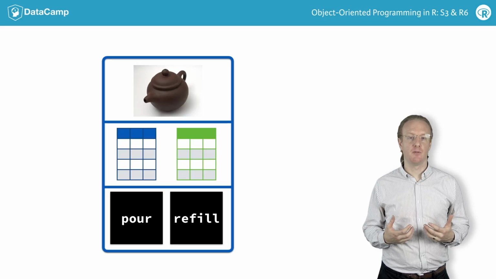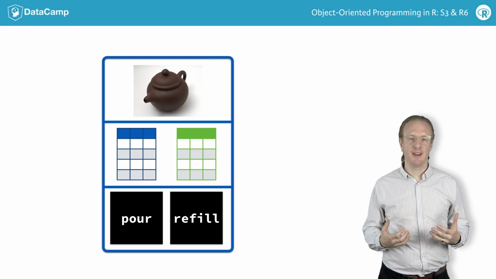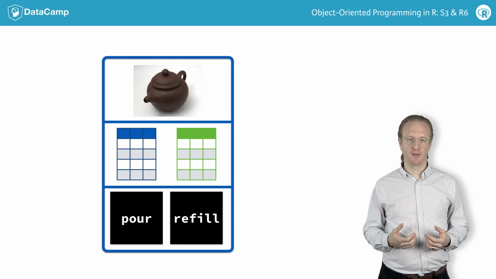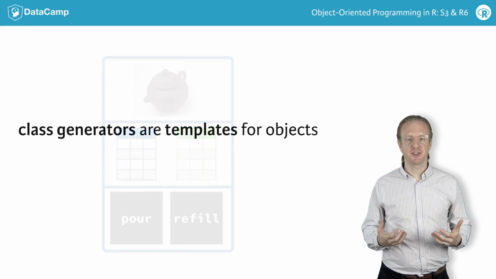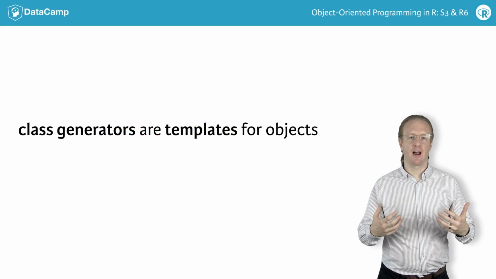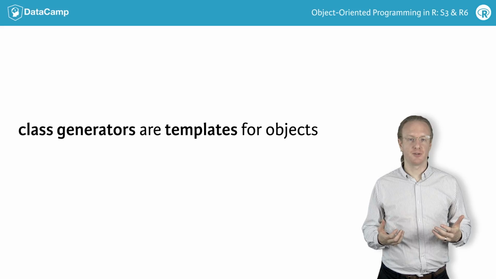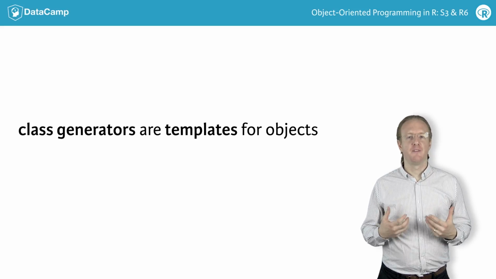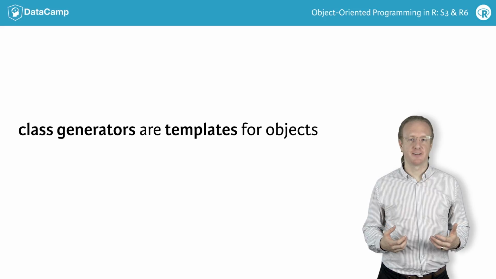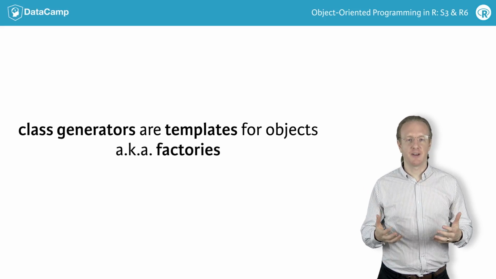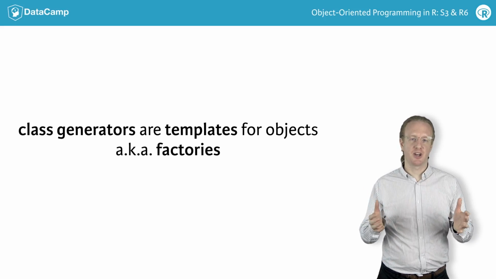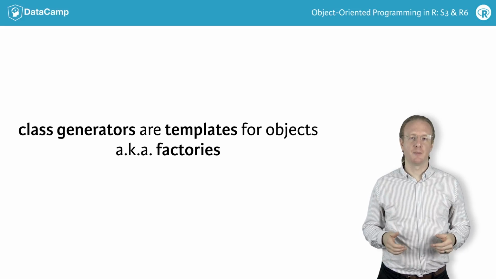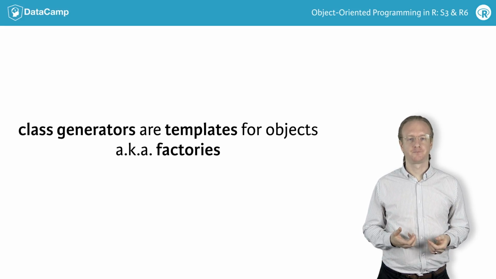The first step in working with R6 is to create a class generator for each of your objects. A class generator is a template that describes what data can be stored in the object and what functions can be applied to the object. It is also used to create the specified objects. For this reason, I like to call class generators factories. For the rest of the course, the terms class generator and factory will be used interchangeably.